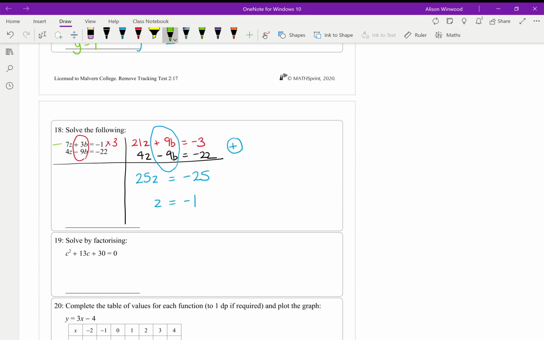Then go back to the first equation again. 7z add 3b equals negative 1. Z I know though is negative 1, so 7 negative 1s is negative 7. Opposite of subtract 7 is to add 7, so I get 3b equals 6, therefore b must equal 2.